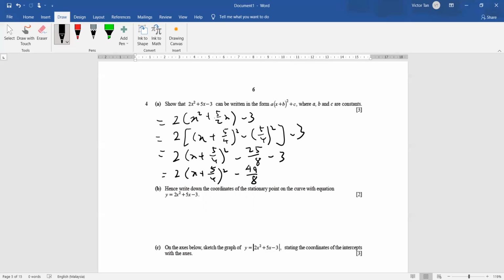Hence, write down the coordinates of the stationary point of the curve with this equation. So if you know, this will be the x coordinate, this will be the y coordinate. So you need to write down only. So it's (minus 5 over 4, minus 49 over 8). Okay. Yes.